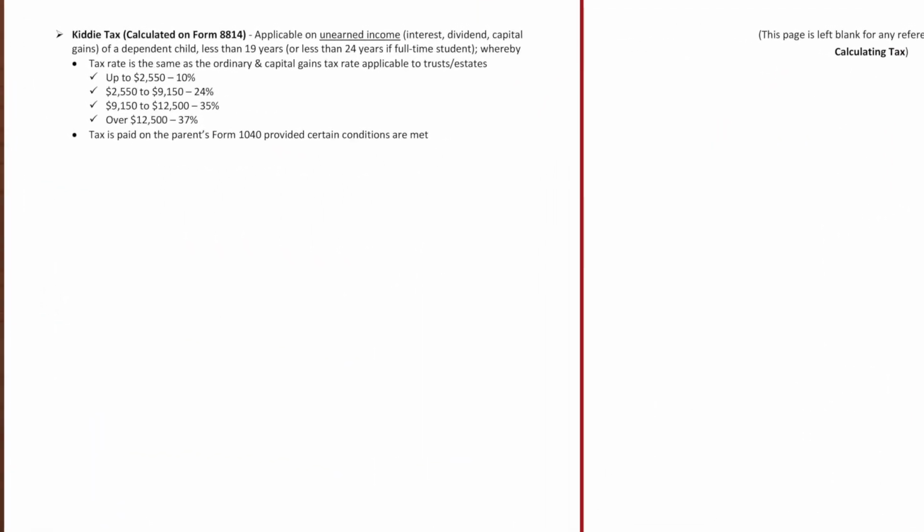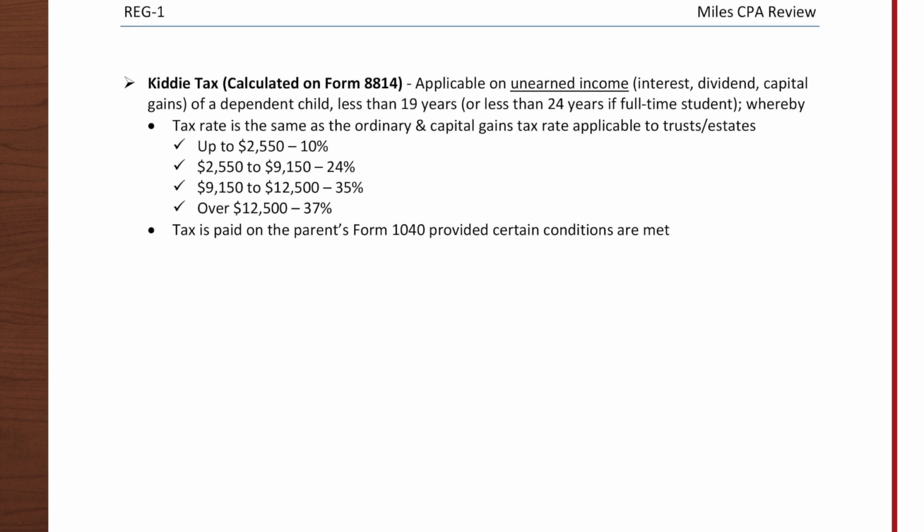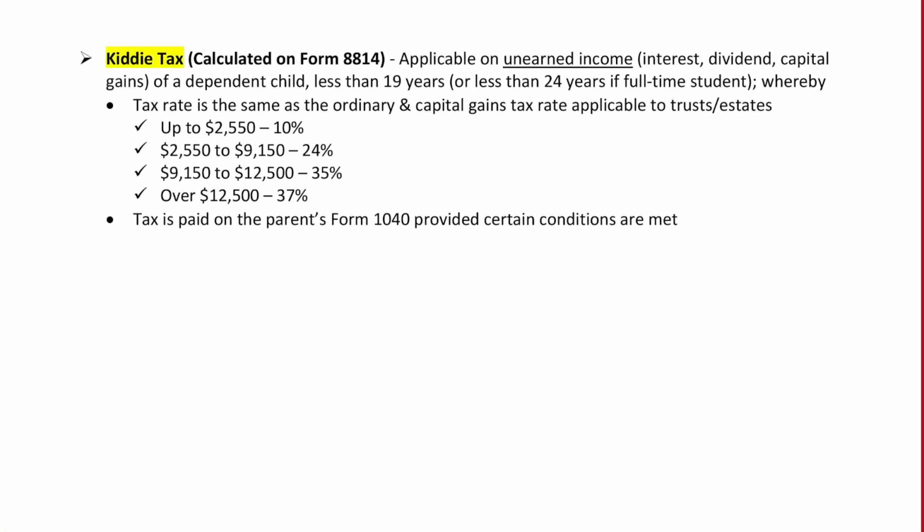Turn to page 74, where we've got highlight kiddie tax for kids, which is applicable on highlight unearned income, which is interest, dividend, capital gains of a dependent child. Highlight the tax is paid on the parents' Form 1040, right? Instead of filing a separate return for the child.